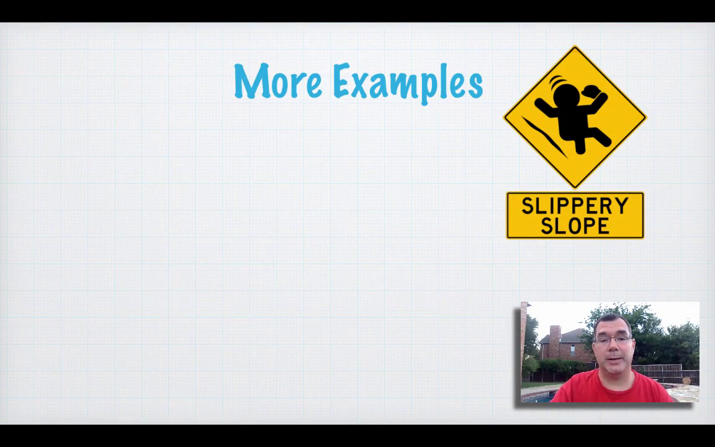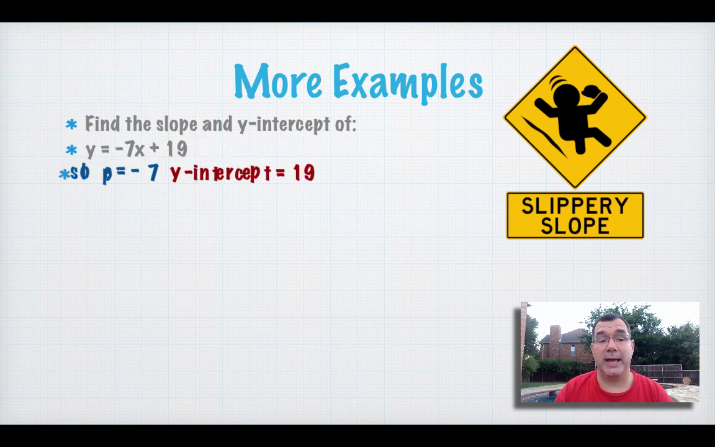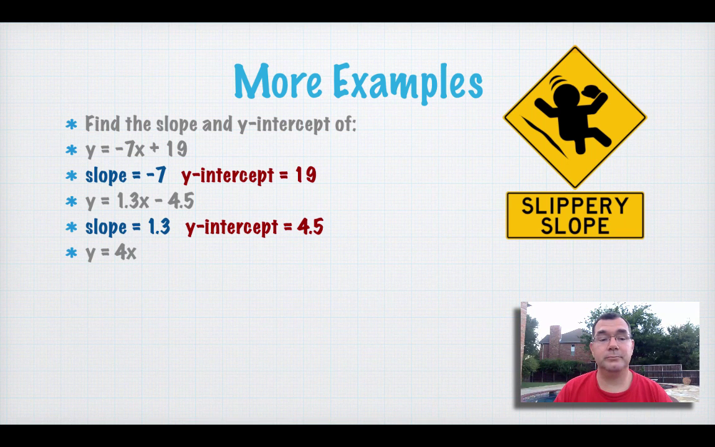So here's some more examples. If I wanted to find the slope and the y-intercept of y equals negative 7x plus 19, the slope is the number that's in front of the x. That's the negative 7, and the y-intercept is the number that's off by itself with no letters attached to it, so that is the 19. If I had y equals 1.3x minus 4.5, then that means the slope would be 1.3 and the y-intercept would be negative 4.5.